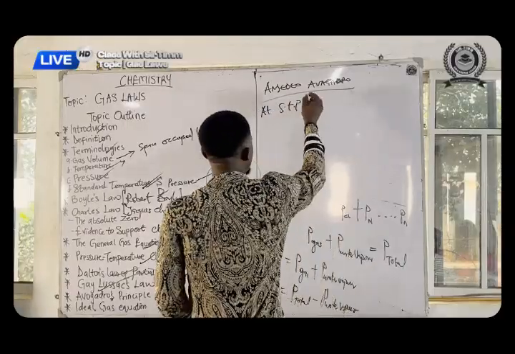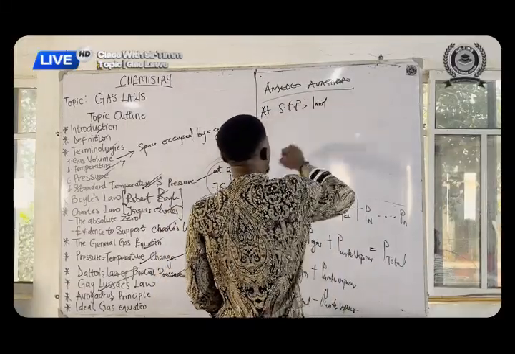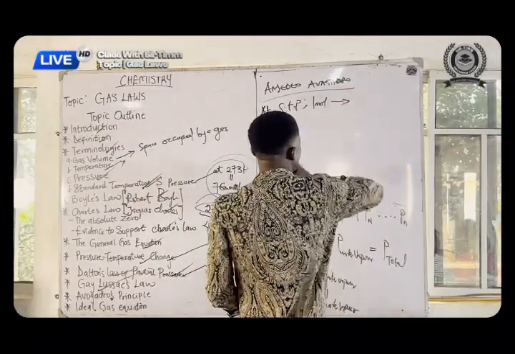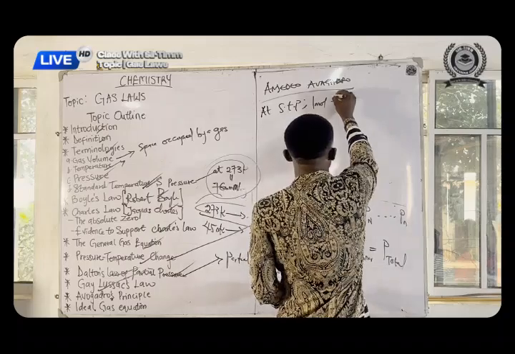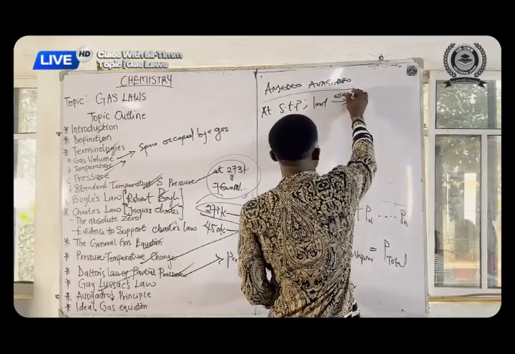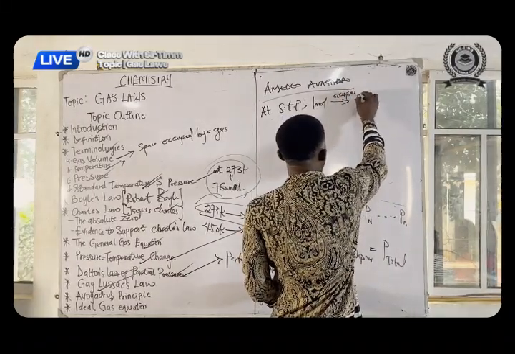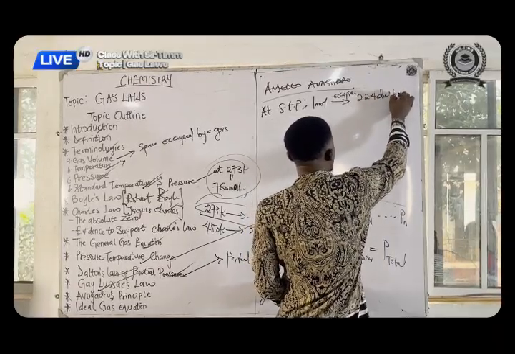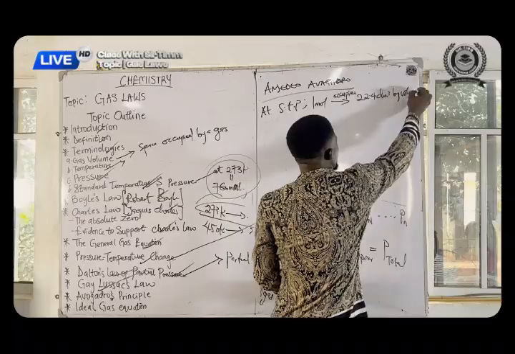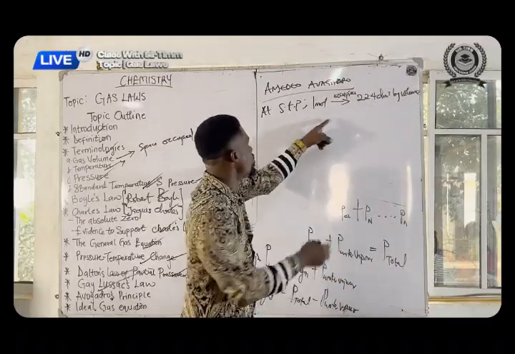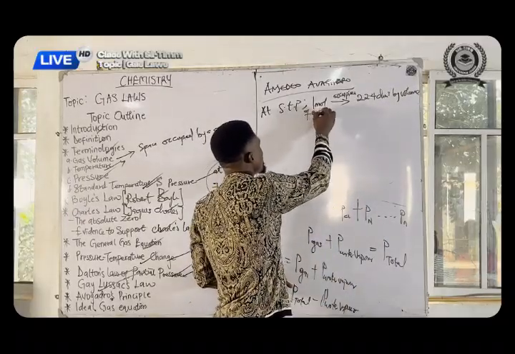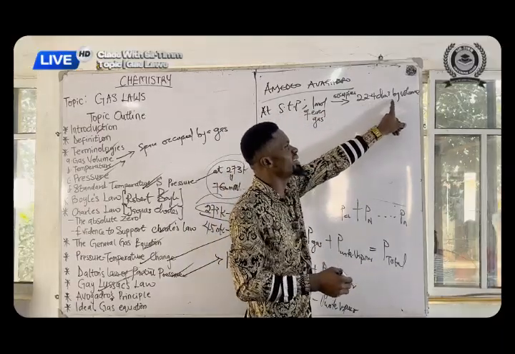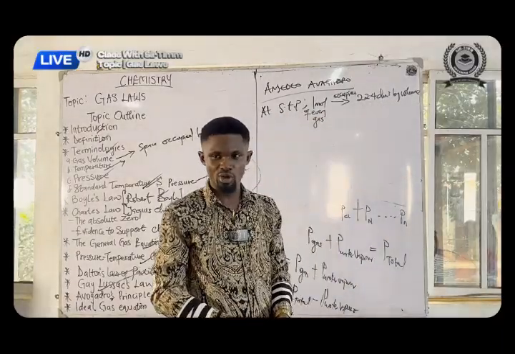At STP, it means that 1 mole of every gas, am I communicating, will occupy 22.4 dm cube by volume. Like I said, let me repeat. 1 mole of every gas occupies 22.4 dm cube by volume. Am I communicating?